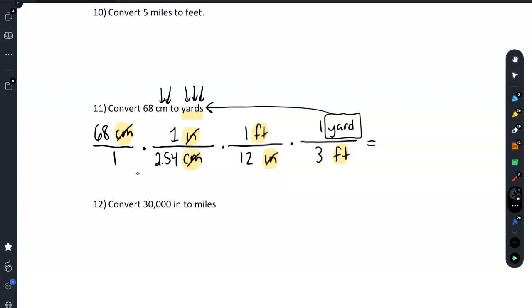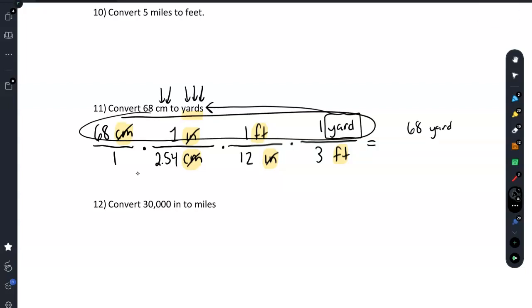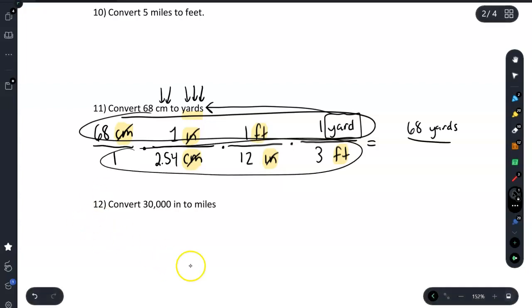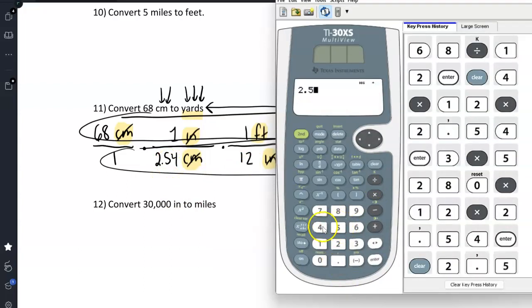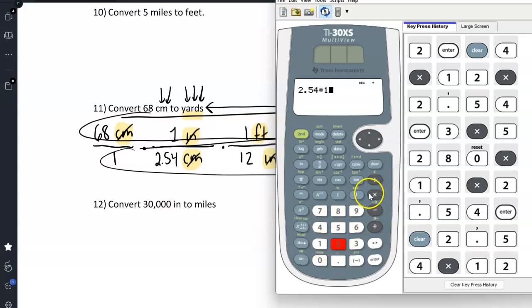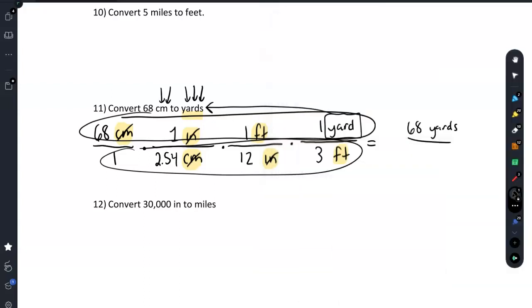So once I get to that stage, I multiply all the way across the top. 68 times 1 times 1 times 1 is just going to give me 68 yards. And I multiply all the way across the bottom. I'm going to go to my calculator for this one. I have 2.54 times 12 times 3. Clear this. 2.54 times 12 times 3. And I get 91.44. So this is a good one, 91.44.